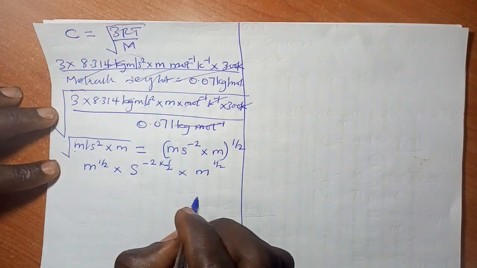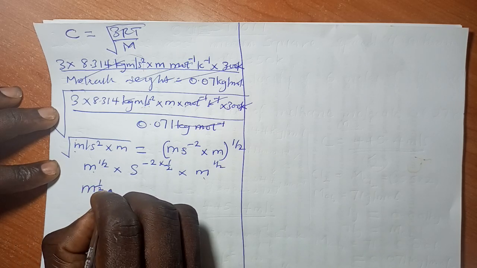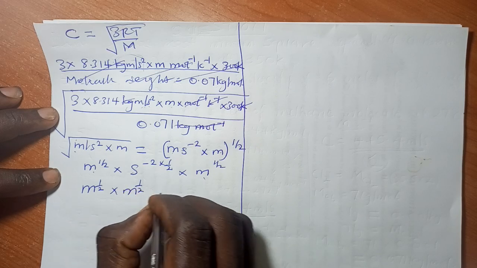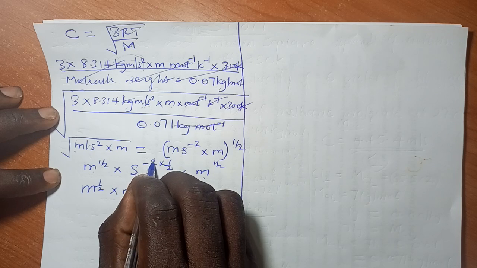So in that case, when you bring these together, you have m over m raised to the power of half times m raised to the power of half, and times s raised to the power of, this will go.